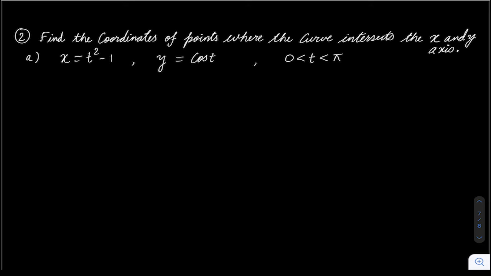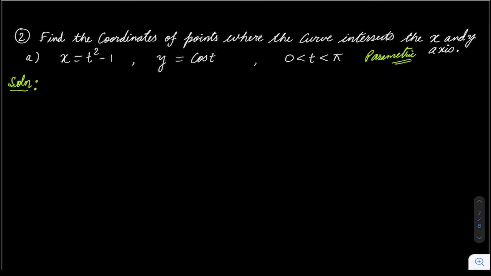Now they can give you a trigonometric based parametric equation also. So let's see what they are asking. Find the coordinates of points where the curve intersects the x and y axis. They have given a parametric equation, as you can see here. Now they are asking to find the points where the curve is intersecting the x and y axis.